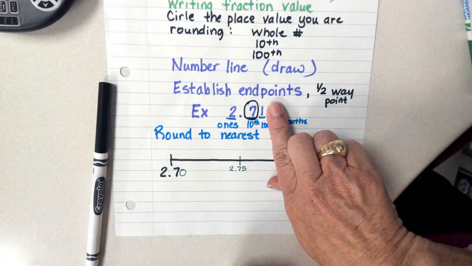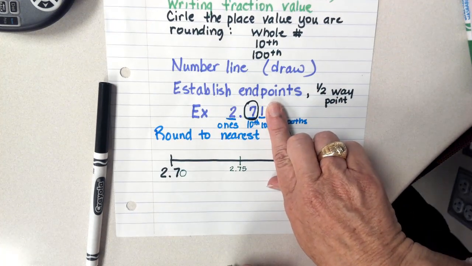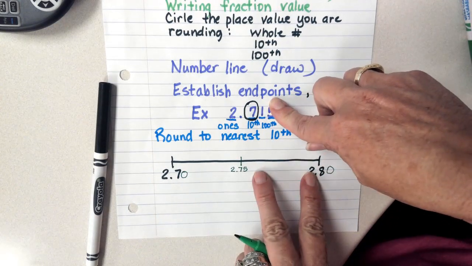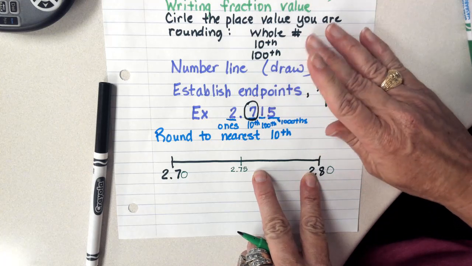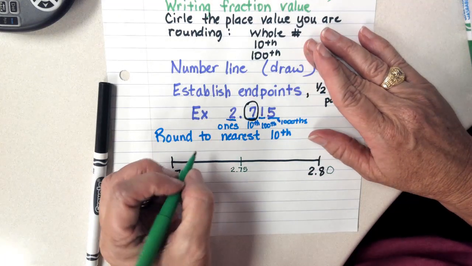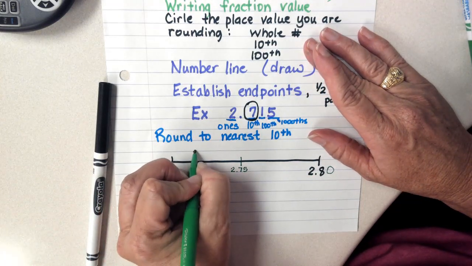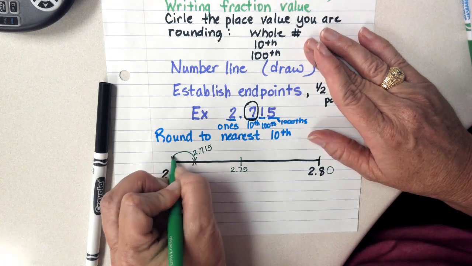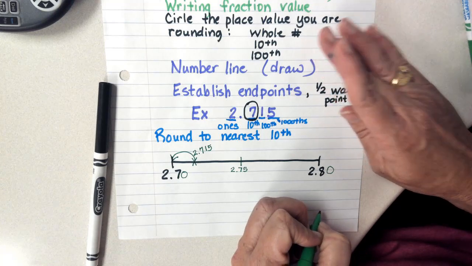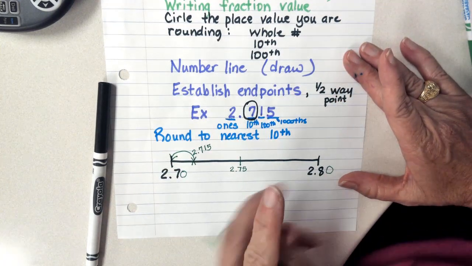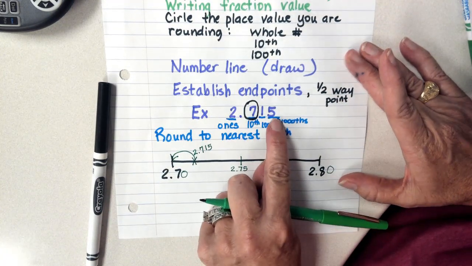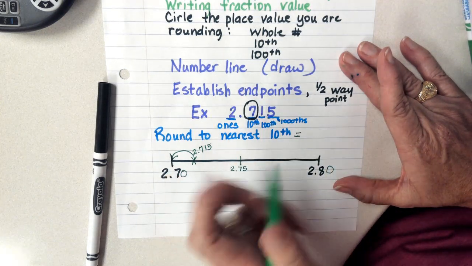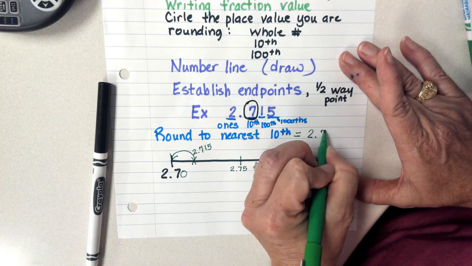If we're only thinking about 71 hundredths, is that going to come before my midpoint or after my midpoint? Andy? Before. It's going to end up right over here, which means that this number is going to go back to 2.7. And so when we round 2 and 715 thousandths to the nearest tenth, that answer will be 2.7.